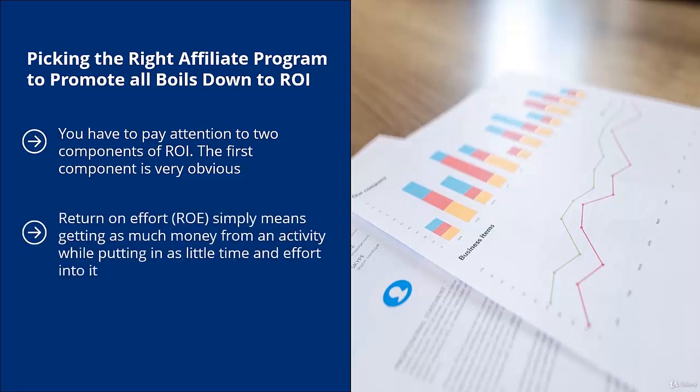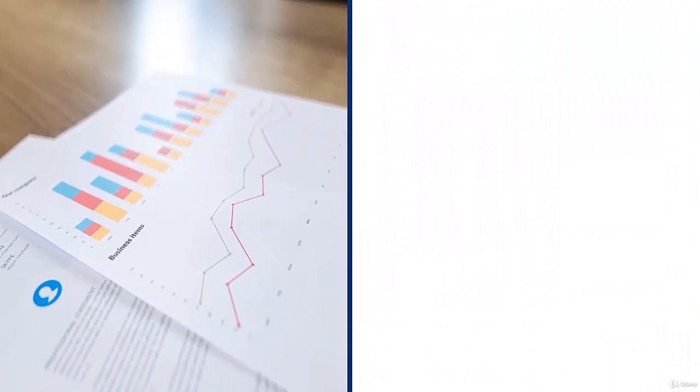Return on effort, ROE, simply means getting as much money from an activity while putting in as little time and effort into it. Put it another way. How do I maximize my income while minimizing my effort? For every minute I spend on doing something, how do I maximize the amount of dollars coming out of that activity? Both these factors must be at play. You always have to constantly filter all your affiliate marketing decisions through these principles. Otherwise, you're not going to make much money in this game.